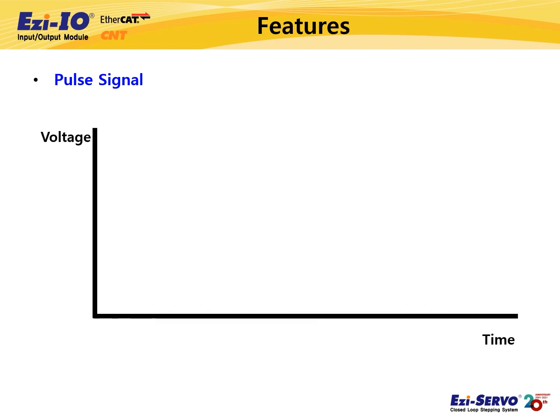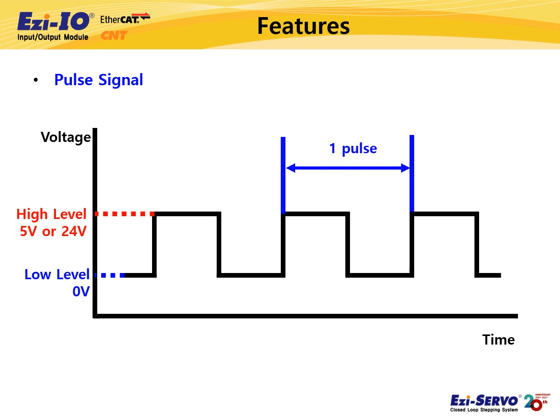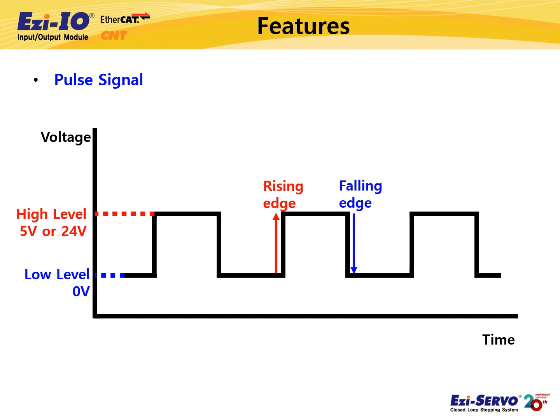First, I will explain about pulse signal which Ezi-IO EtherCAT CNT can count. Pulse signal is a signal in which high-level voltage and low-level voltage repeats as one cycle based on the set voltage. In case of Ezi-IO EtherCAT CNT, high-level voltage is set as 5 volts or 24 volts and low-level voltage is set as 0 volts, depending on the input mode. One cycle of one output of high level and one output of low level is called one pulse. The part that voltage is converted from low level to high level is rising edge, and the part that voltage is converted from high level to low level is called falling edge.